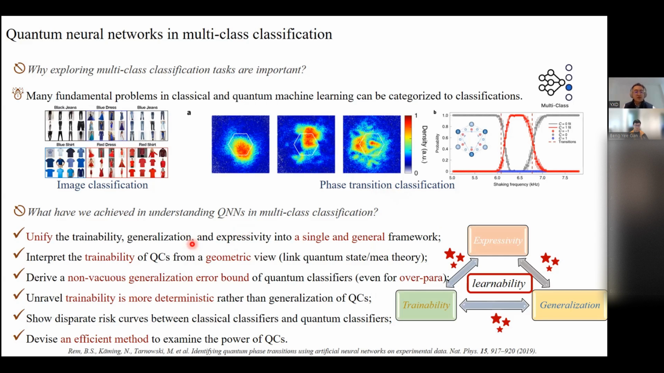So another issue I would like to first address is what we have achieved in this paper. There are mainly 6 achievements. The first one is we unify the trainability, generalization, and expressivity into the same mathematical framework. Under this framework, we can interpret the trainability of quantum classifiers from a geometric view and use this view to link some results in quantum state theory and quantum measurement theory. The third achievement is we derive a non-vacuous generalization error bound of quantum classifiers, even for the overparameterized region. The fourth achievement is we unveil that trainability is more dominant than the generalization ability of quantum classifiers. The fifth achievement is showing the disparate risk curves between classical and quantum classifiers. And the last is we devise an effective method to examine the power of quantum circuits.